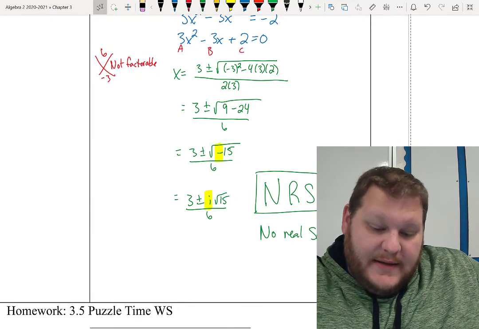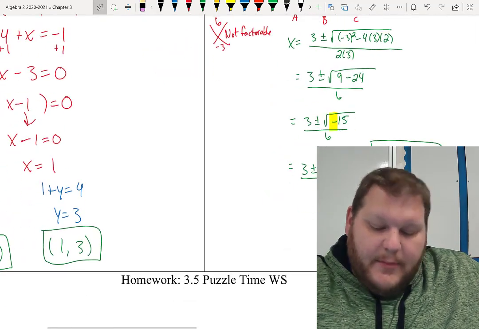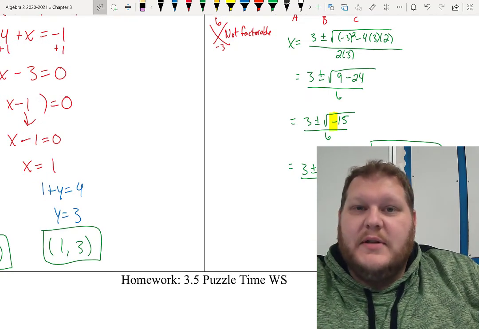All right. That's all I got for you guys. The homework, which is posted on Classroom, I figured I'd make it fun the first time around here. We're not going to do bookwork right away. We'll do 3.5 puzzle time that is posted on Classroom.